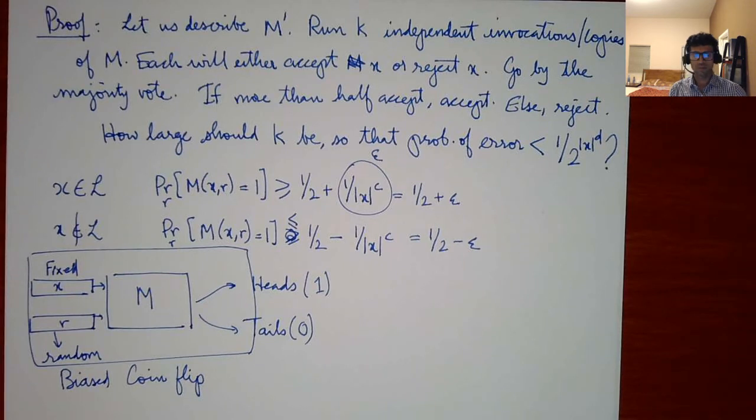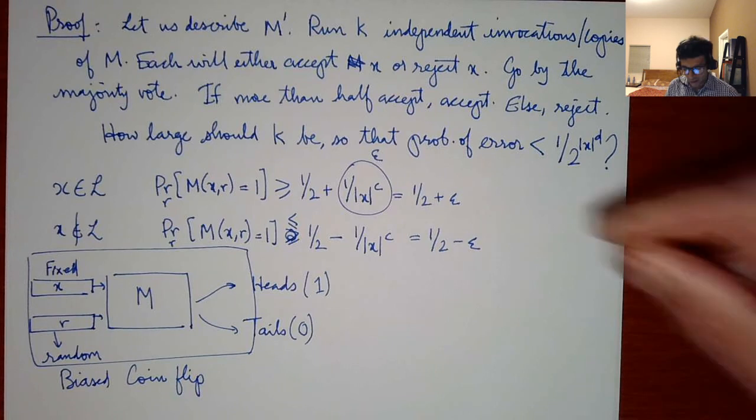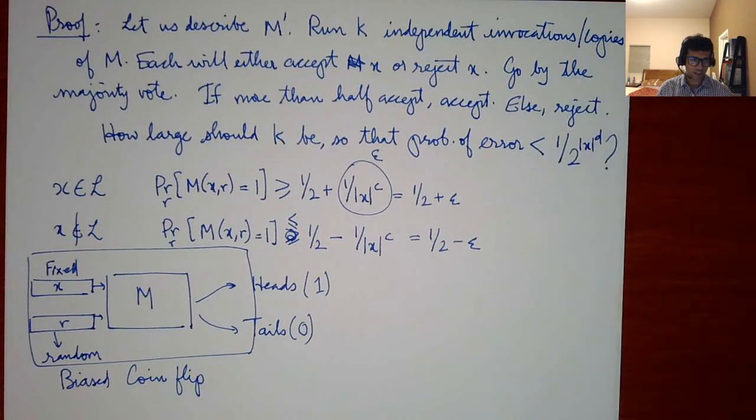Okay, does this make sense? I give you a coin, and I promise you that the heads probability is either at least half plus epsilon, or it's at most half minus epsilon. But you don't know which. And your job is to find out which by basically flipping the coin enough times.